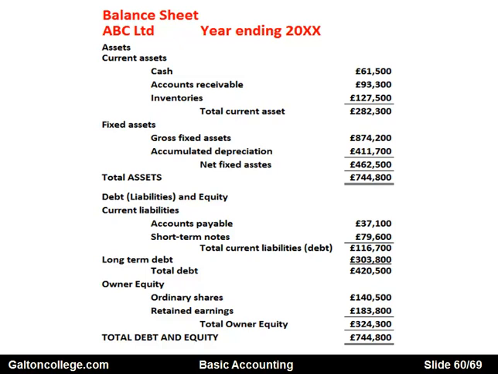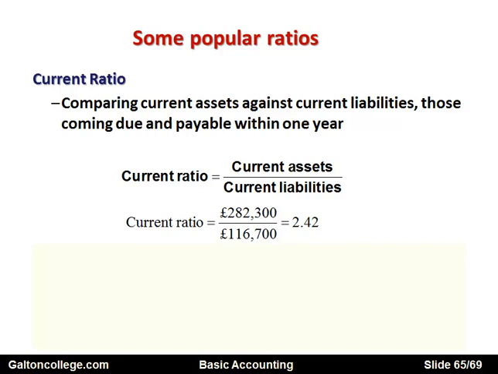It's current assets 282,300 over the current liabilities 116,700. So if we take those two figures and work it out, the current ratio is 2.42, which means its current assets are more than twice its current liabilities, which means the business is in good shape.